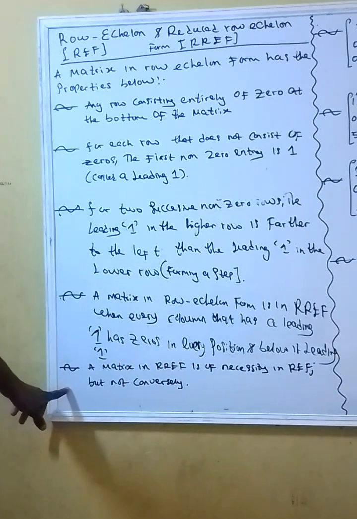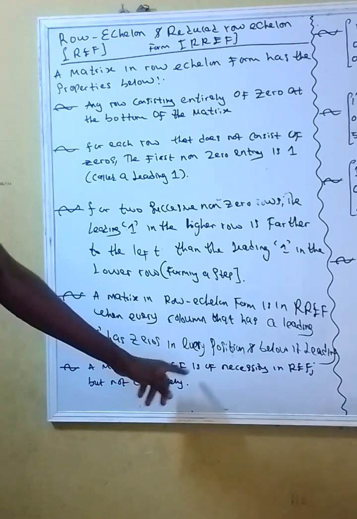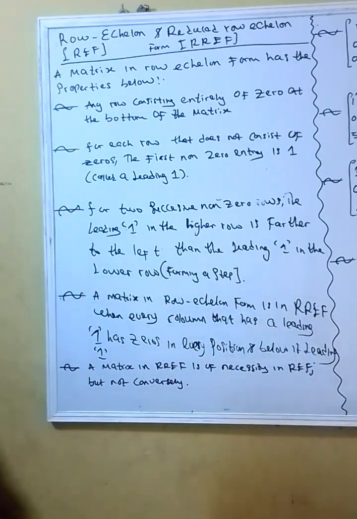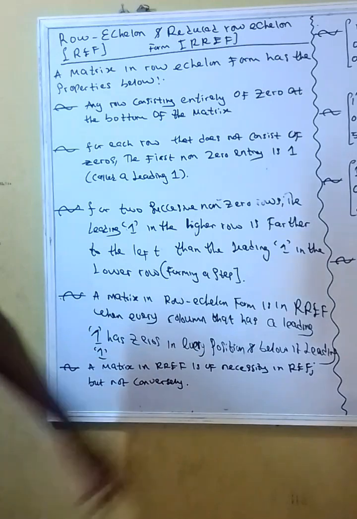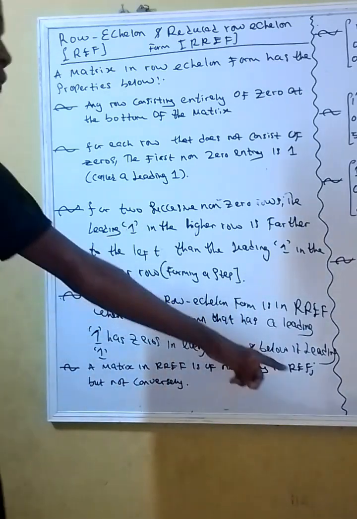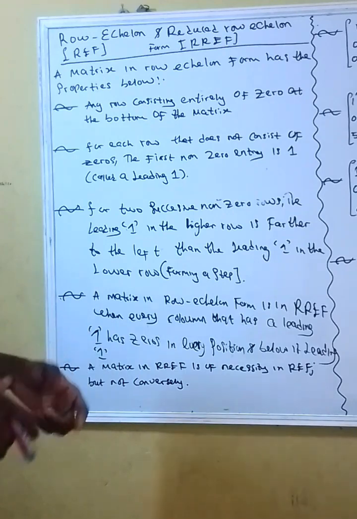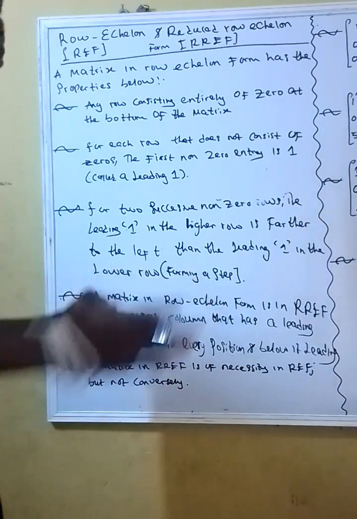Then the last thing I want you to know is that, like I told you, a matrix in reduced row echelon form is of necessity to be in what? Row echelon form, but not conversely. That means that a matrix in row echelon form cannot necessarily be in reduced row echelon form. You get what I'm saying? Only if the solving actually moves it through that particular aspect.